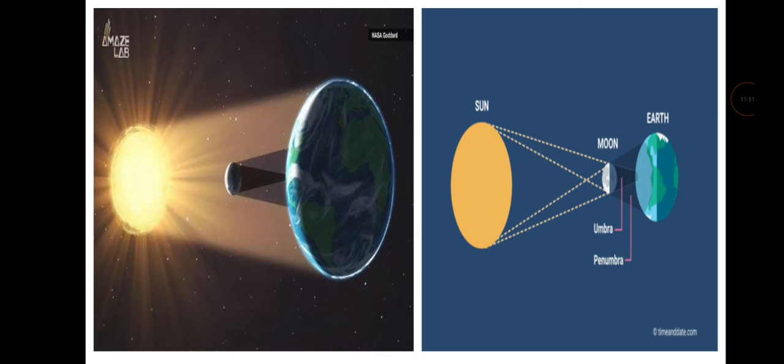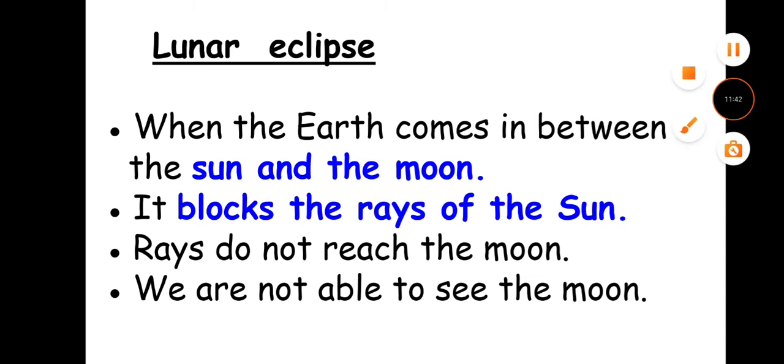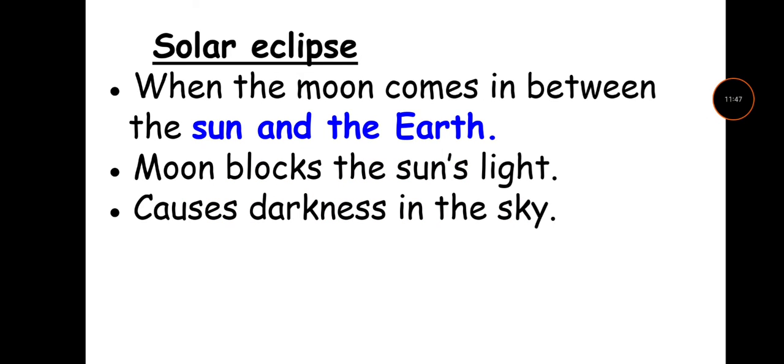Okay, so there will be darkness in the sky because moon blocks the sun's light from reaching the earth. This is called a solar eclipse. So how will you define solar eclipse? When the moon comes in between the sun and the earth, moon blocks the sun's light from reaching the earth. So there will be darkness on the earth. This is called a solar eclipse.